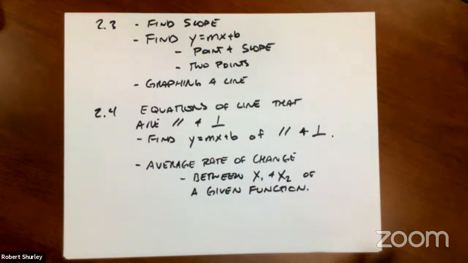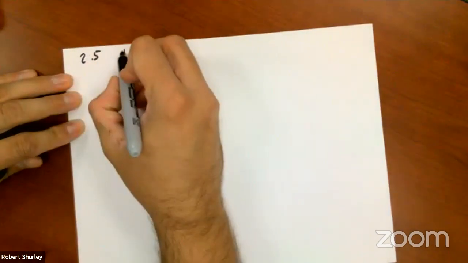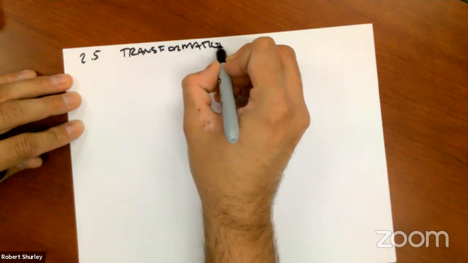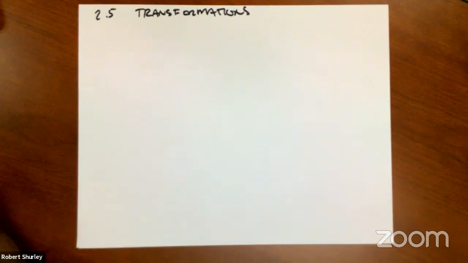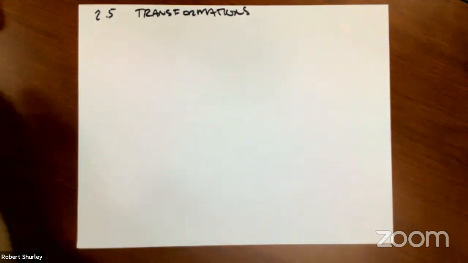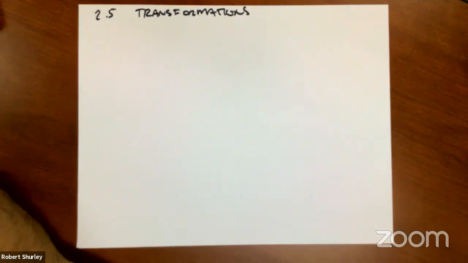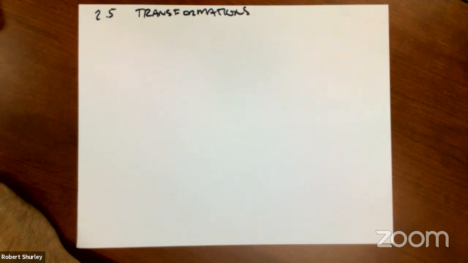Okay. So next we had 2.5, which was on transformations of functions, right? Now, transformations of functions, well, you've got to ask me questions, CJ. So if you have a question from that section, I'll be more than happy to answer it and go over it. Does that make sense? Okay, good.